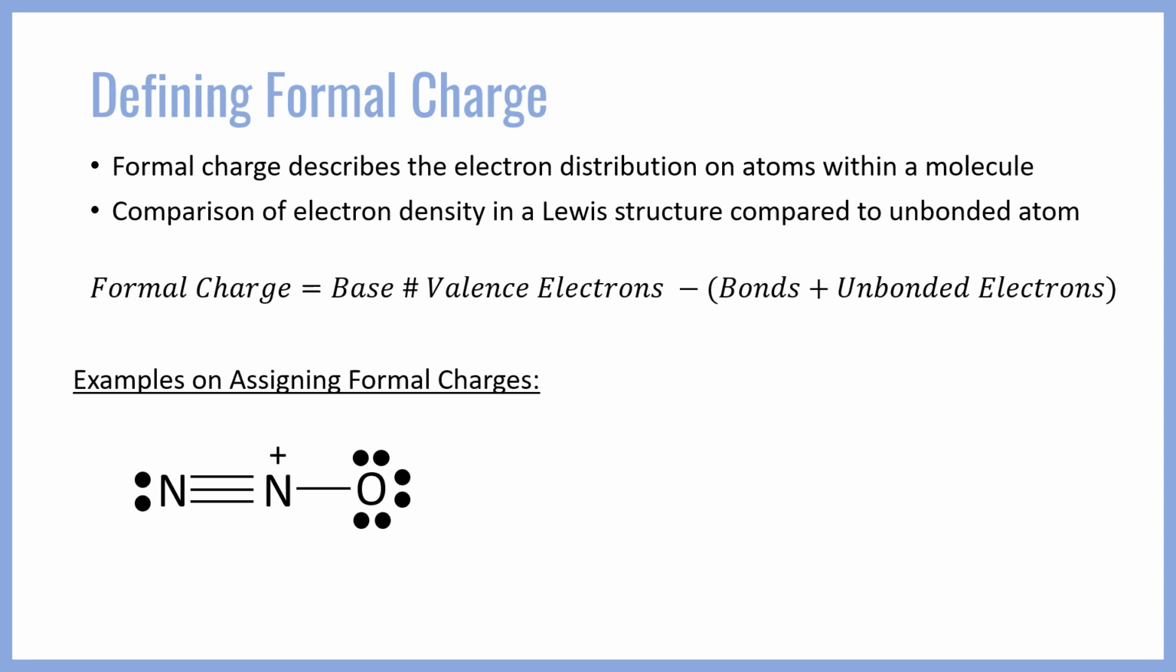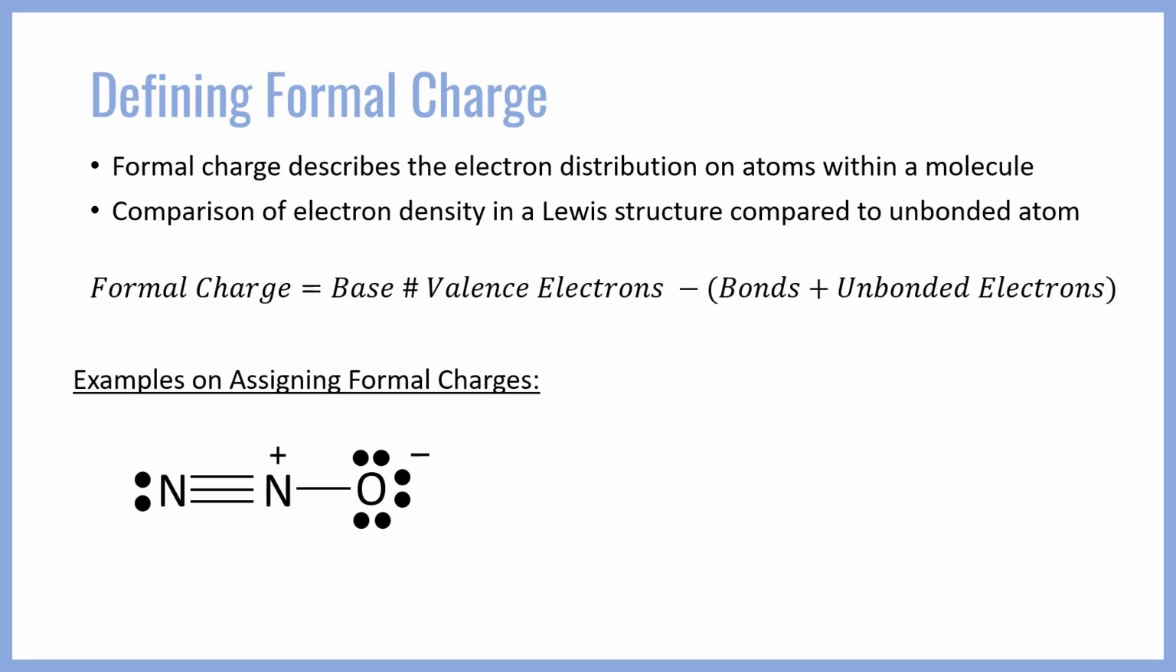What about the oxygen on the right? We see that this oxygen has 1 bond and 6 unpaired electrons. Oxygen normally has 6 valence electrons. So we would have 6 as the base valence minus 6 plus 1 for the unbonded plus bond. So that would be 6 minus 7 to give us a -1 formal charge overall, which would be indicated as a minus dash on the structure.